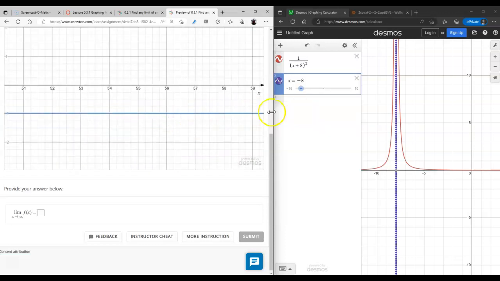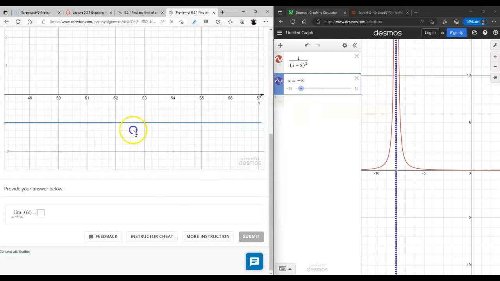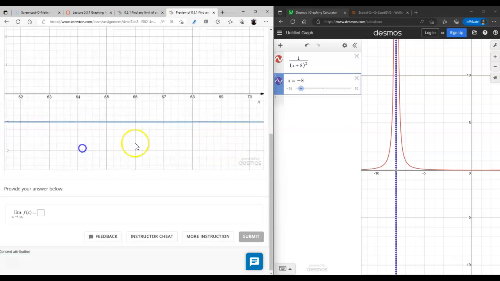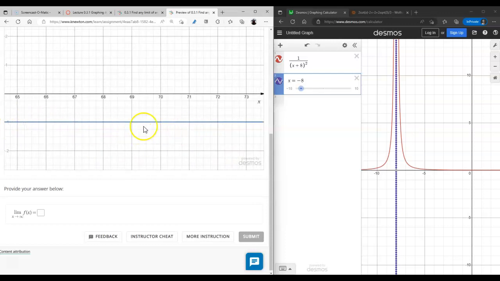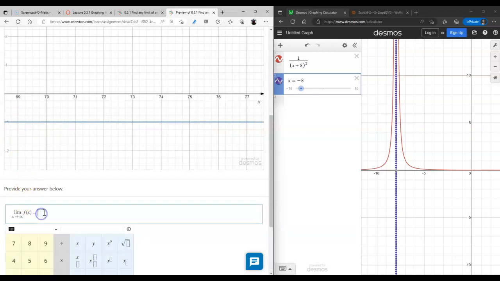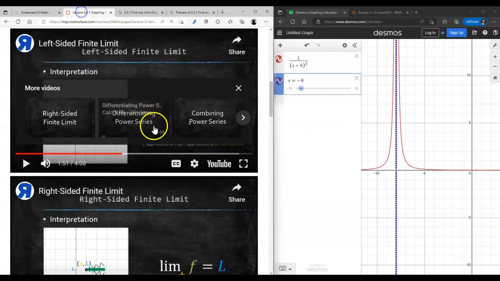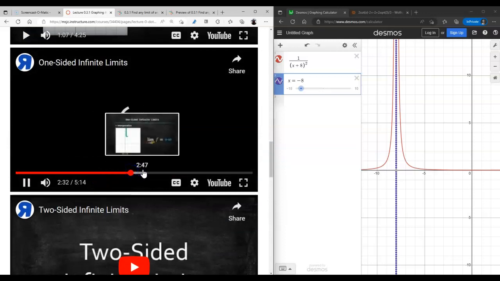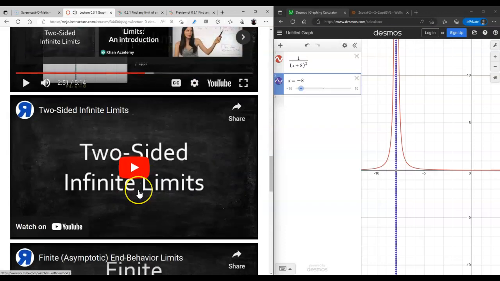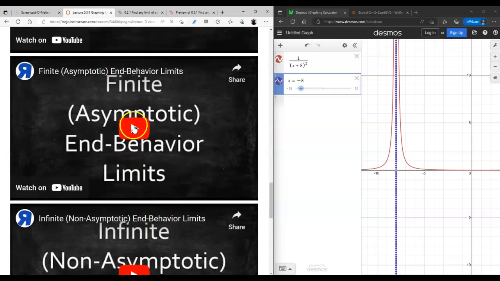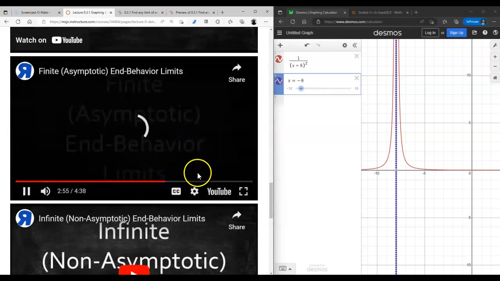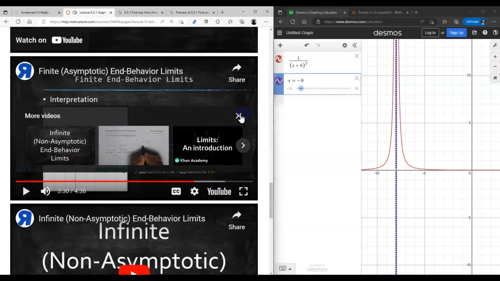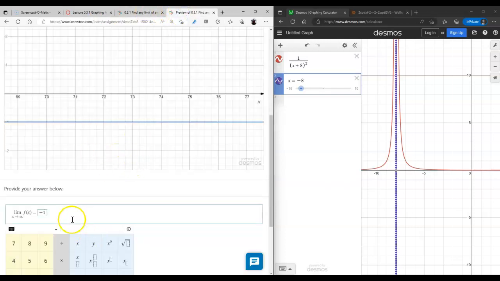You can see that as x approaches infinity, so on the far right side, the function drops, but it doesn't drop like an exponential function would have dropped. So it approaches, you can see here on the left side, -1. And how do we know that? Again, because we watched this lecture right here, one-sided infinite limits, and we recognize behavior like this from the lecture, right? And that's how we know what the answer is.